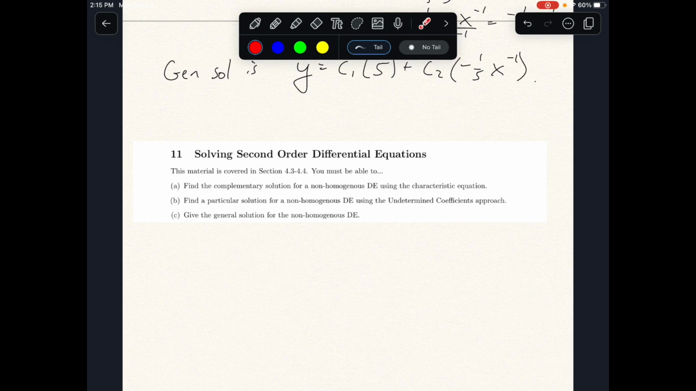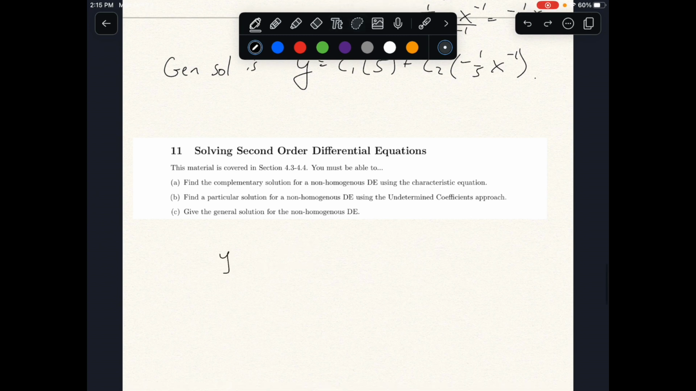Finding the complementary solution, this is all the stuff in 4.3. So this is basically just solving things where the right-hand side is equal to 0. Non-homogeneous means the right-hand side is not 0, but the complementary solution is when you take that non-homogeneous thing and make it homogeneous, right? So the complementary solution for, say, y double prime minus 2y prime plus y equals 5x, is the general solution to that same differential equation, but with a 0 on the right-hand side.